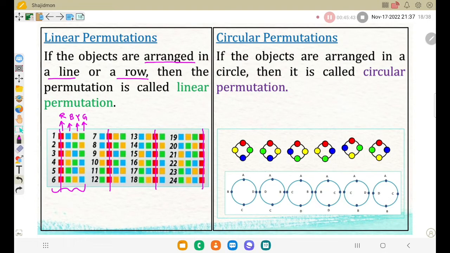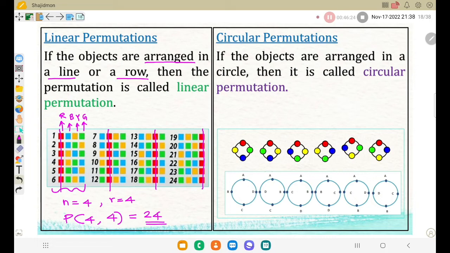So how many ways in total can we arrange? 24 ways, correct? How do we get that? Totally how many colors are there? N equal to 4. How many colors are we taking at a time? R equal to 4. Four colors we are arranging. So what is the permutation? Permutation of 4 objects taking 4 at a time, P(4,4). You can check by calculator. You will get 24. So 24 ways we can arrange like this. This is what we call linear permutation, arranging in a line.